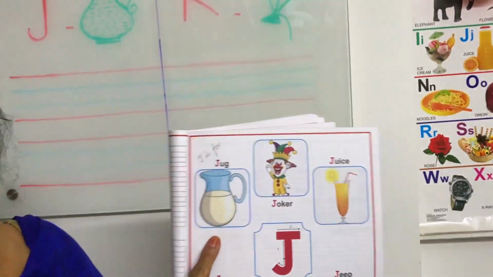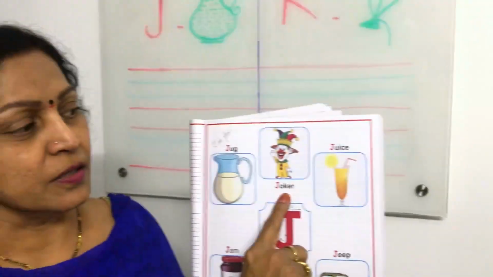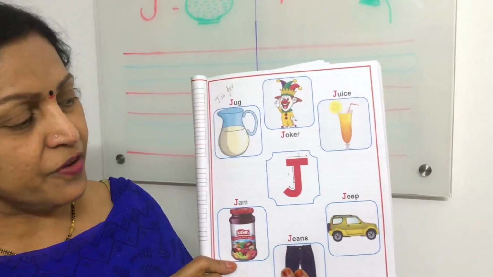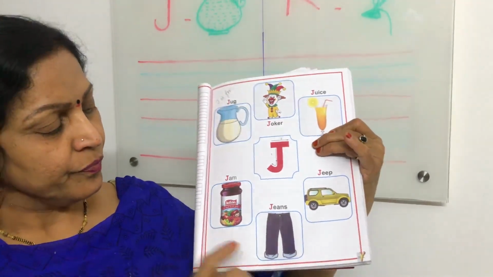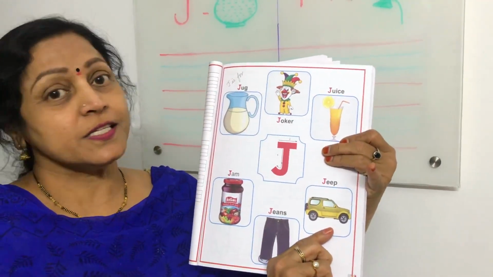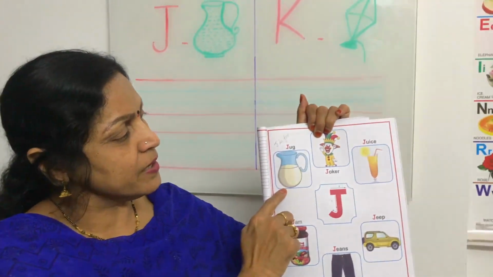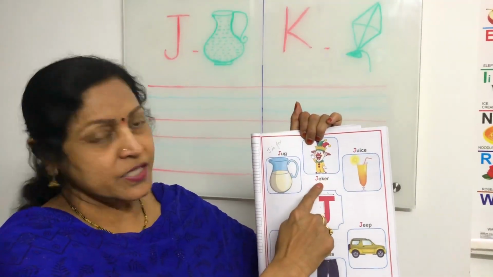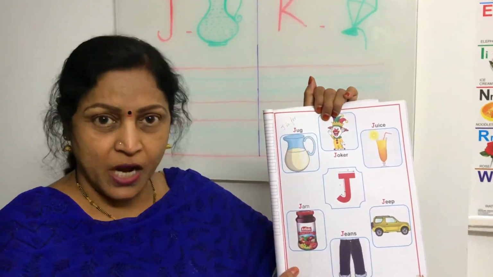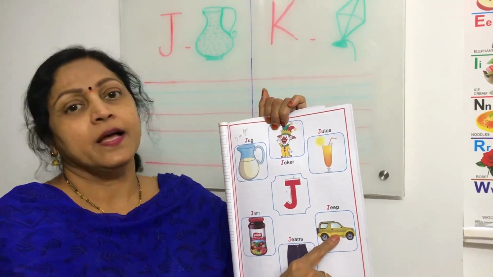Okay. J for jug. J for joker. J for juice. J for John. J for jeans. J for jeep. Let's read once again. Jug. J for jug. J for joker. J for juice. J for John. J for jeans. J for jeep.